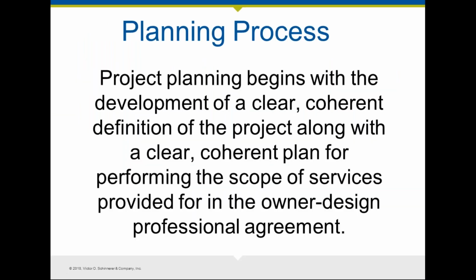So really, this process begins with the development of a clear, coherent definition of the project, along with a clear, coherent plan for performing the scope of services provided for in the owner-design professional agreement. So at this point, you have, in all likelihood, negotiated an agreement with the client. You said you're going to provide these services to the client. The client has said, we're going to pay you based on your agreement. So how do you go about performing your services? What do you need to do to make this work?